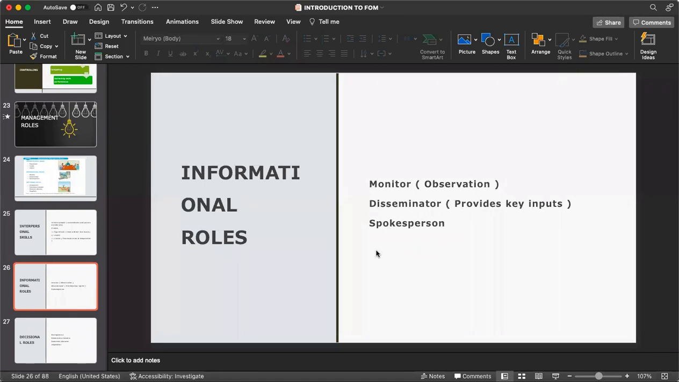Jyoti, which one to repeat? Please tell me. Jyoti, which point? Monitor, someone who observes the information. Spokesperson.